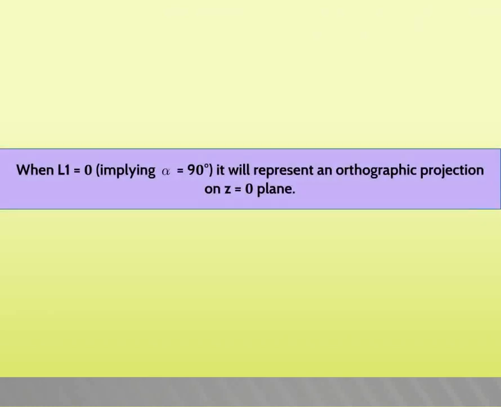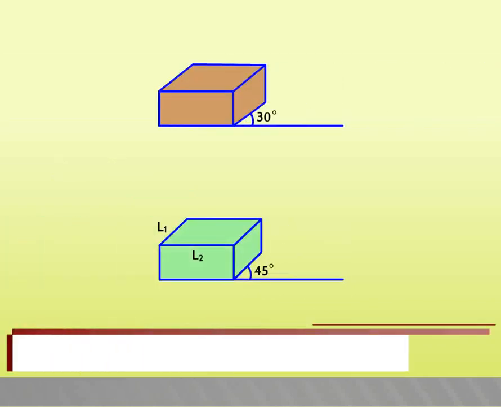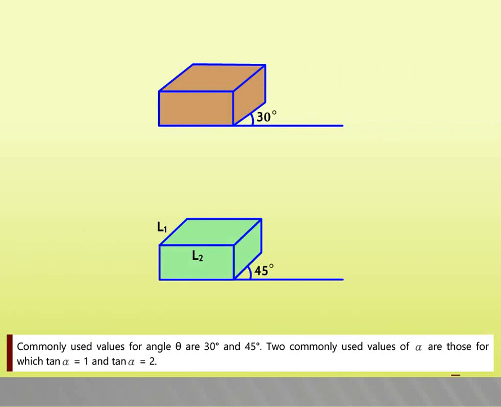When L1 is equal to 0, that is implying alpha is equal to 90 degree, it will represent an orthographic projection on z is equal to 0 plane. For z is equal to 0 plane, commonly used values for angle theta are 30 degree and 45 degree. Two commonly used values of alpha are those for which tan alpha is equal to 1 and tan alpha is equal to 2.